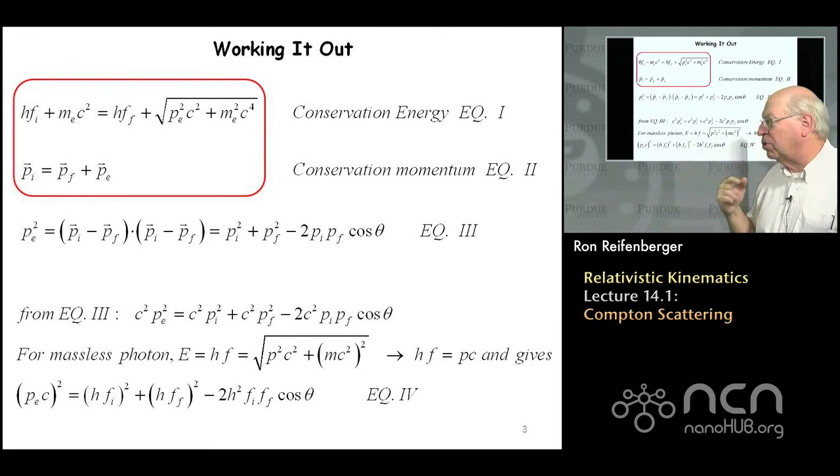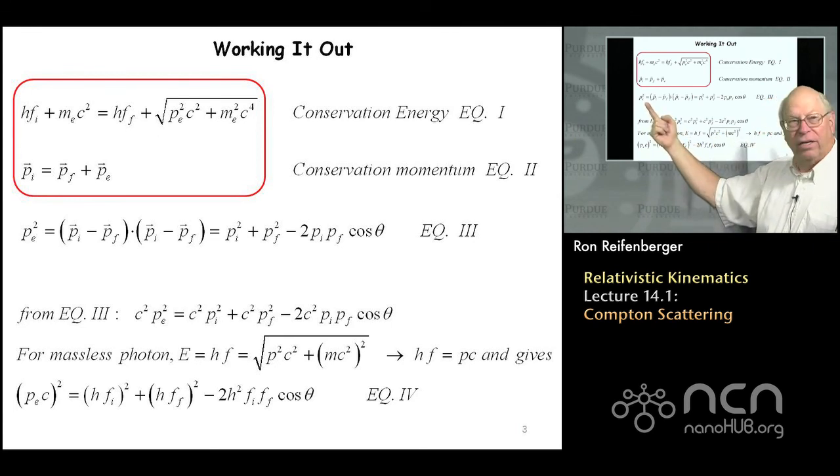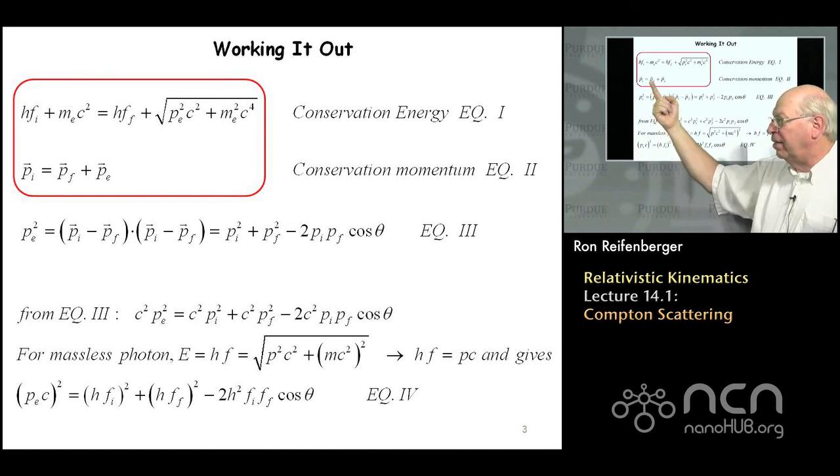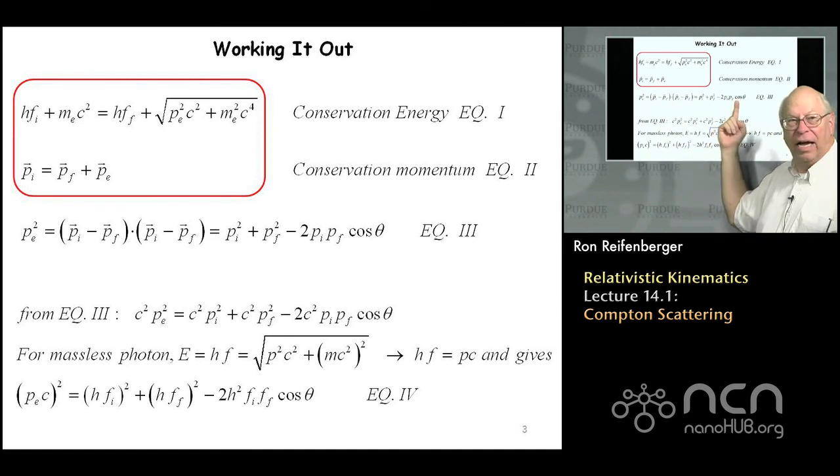The derivation proceeds by calculating the momentum of the electron after a collision, and that follows from equation two. When you take this vector dot product, that's how the angle theta is introduced into the problem. So that scattering angle theta comes out right here. It's the angle between the incident photon and the exiting photon, and that defines the angle theta.